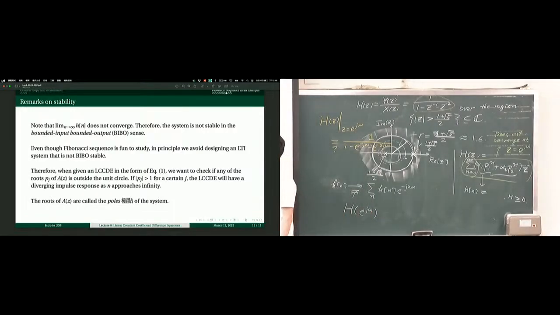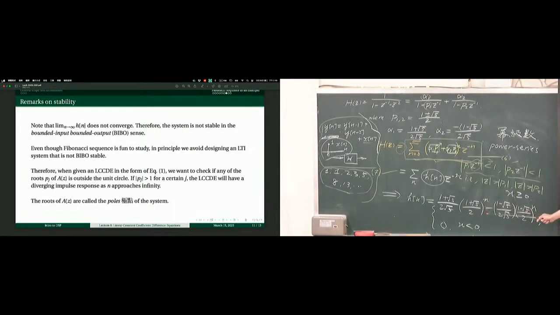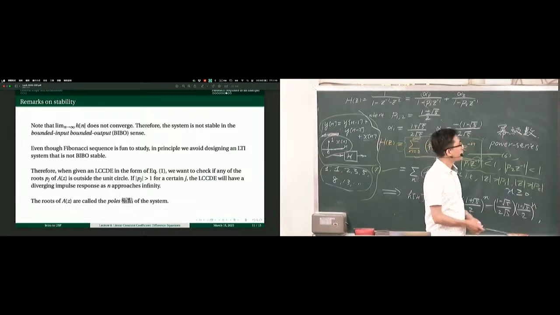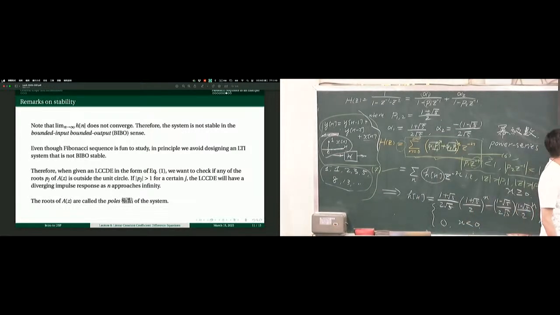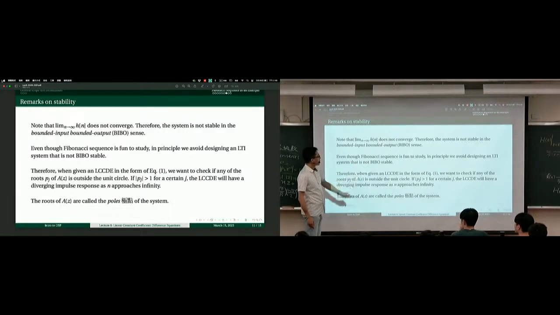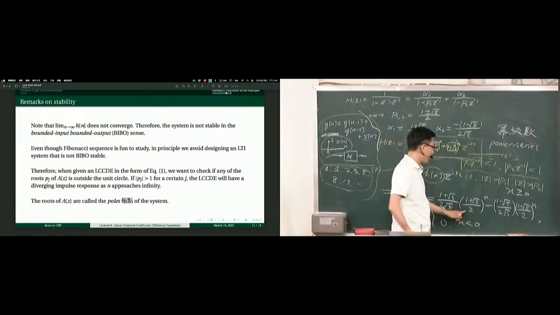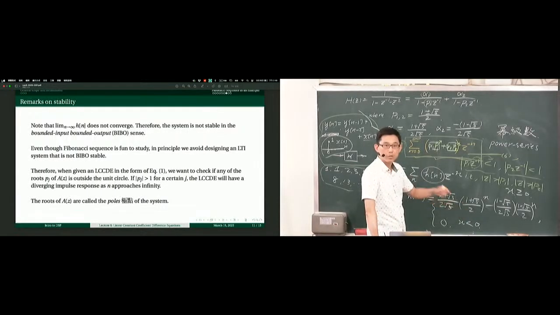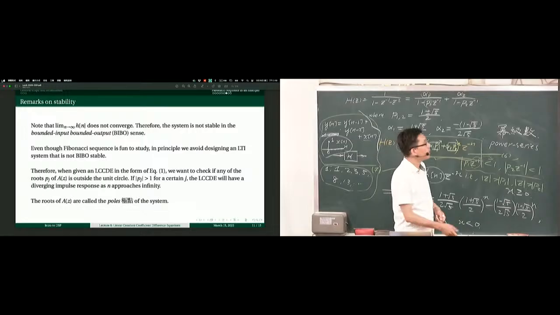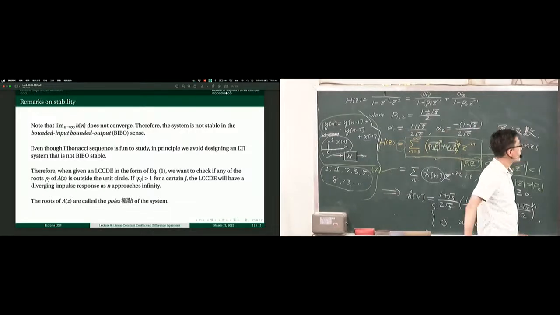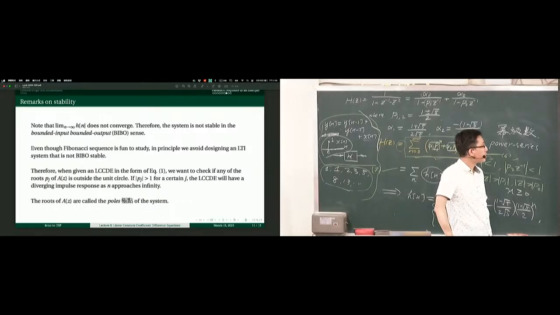So therefore, when we come back to this expression and let n go to infinity, what happens? This one diverges, right? This term diverges and this term converges. One of the two terms diverges, the other converges, but the sum diverges. So the limit of h(n) as n approaches infinity does not converge. There's an explosion. This one will explode. So therefore, we say that the system is not stable in the bounded input, bounded output sense.